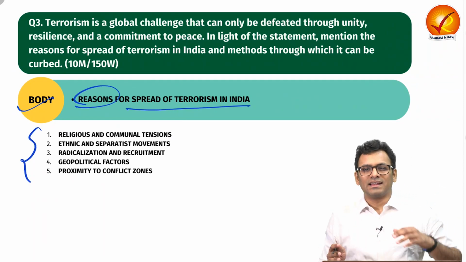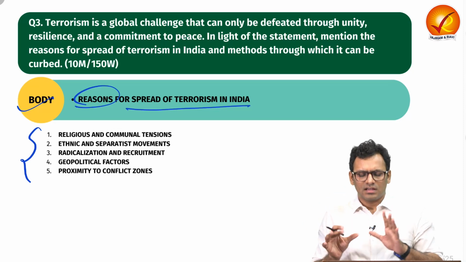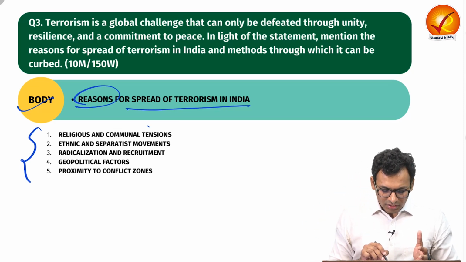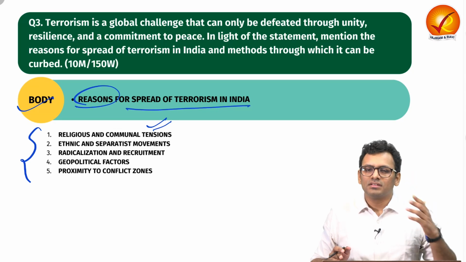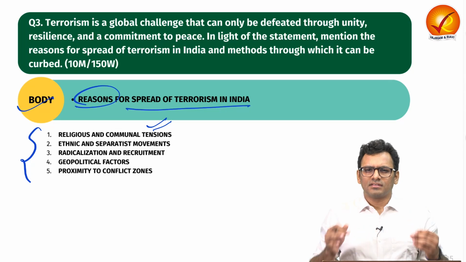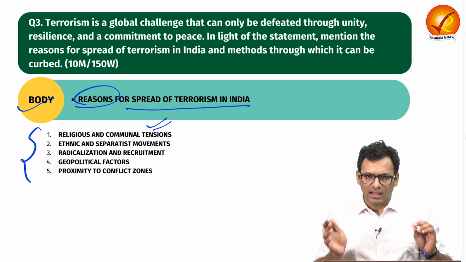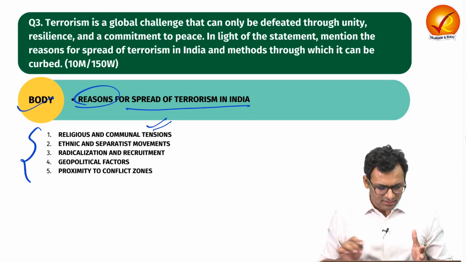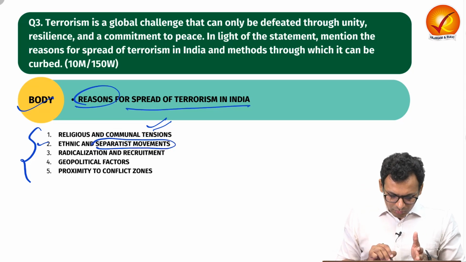Over here, you can enlist different factors and give certain examples. Like, the very first is religion and communal tension. We have witnessed multiple communal tensions in India, either the Gujarat riots or the Bombay blast, and because of the same, we have seen communal hatred, and that has led to terrorist activities. Second is ethnic and separatist movements.